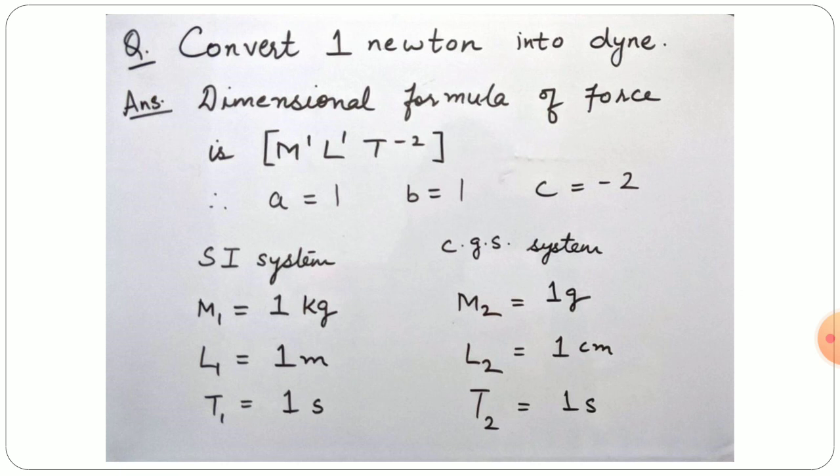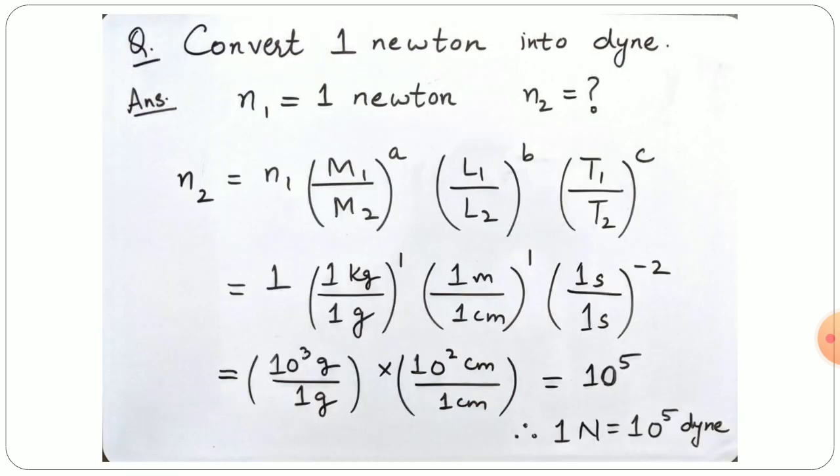On one side, we write the SI system and on the other side, we write the CGS system, and we write the corresponding values of mass, length and time. In the SI system, mass is in kg, length is in meter and time is in second. In the CGS system, mass is in gram, length is in centimeter and time is again in seconds. So we have the values of M1, L1, T1 and the corresponding values in the second system of units. Now we use the formula that we just derived, substituting the values and solving.